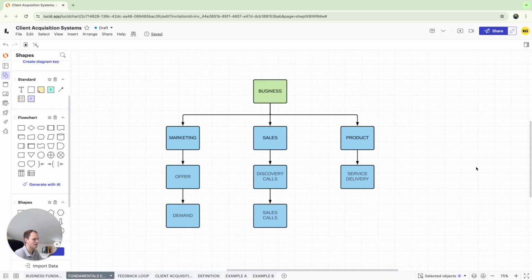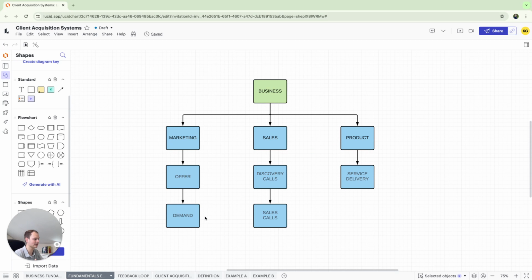So we have marketing, we have sales, and we have product. And we also have multiple subcomponents of each of those three. So within marketing, we have offer and we have demand. In order to generate demand, we need to package what it is our business does into an offer that solves a particular problem or delivers a desired transformation for our potential prospect. And then we have demand.